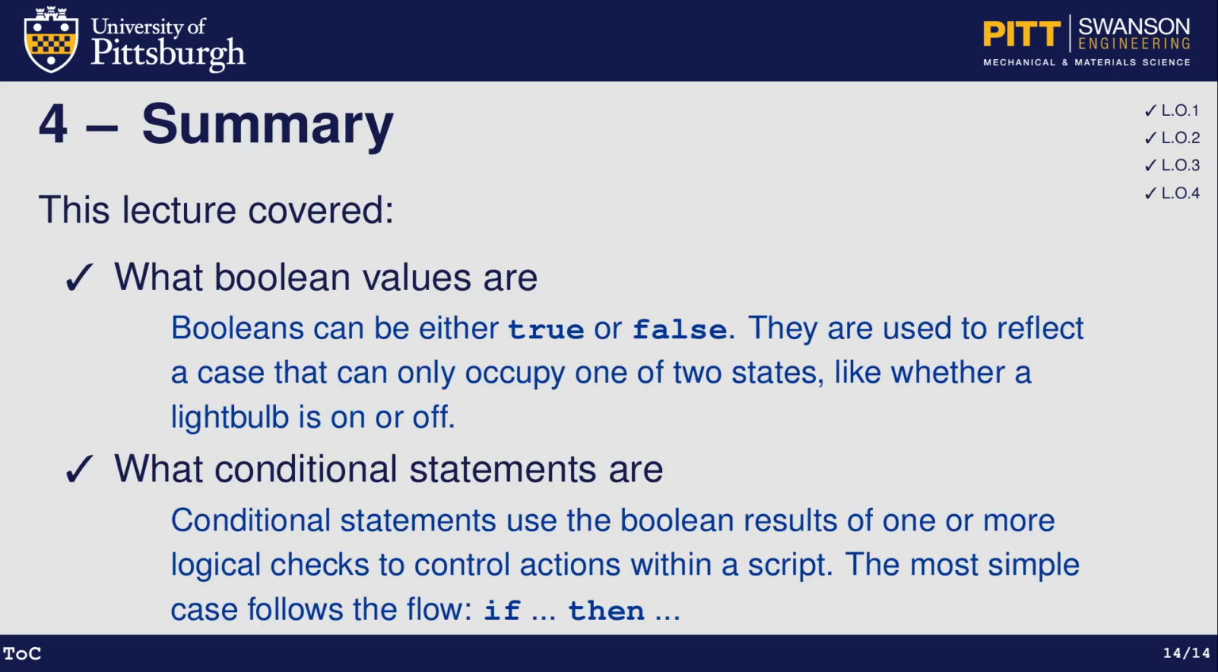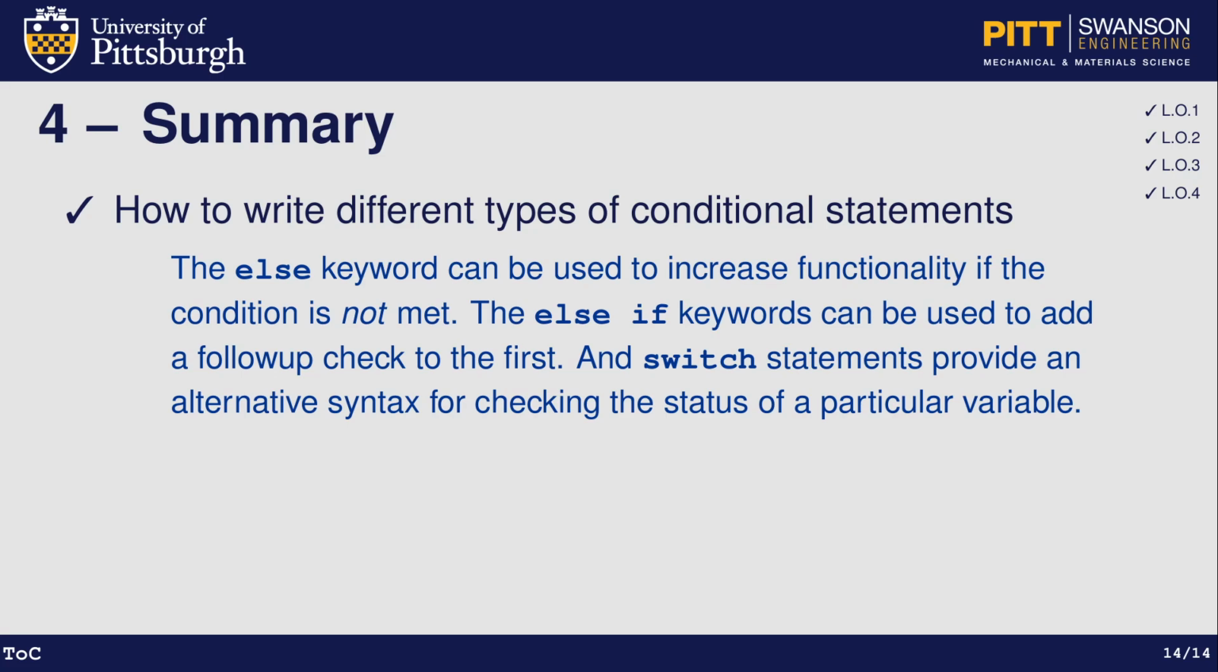Now, to summarize, this lecture covered what Boolean values are, which is values that can take either true or false. They're used to reflect a case that can only be in one of two states, like whether a light bulb is on or off. Conditional statements extend the functionality of Boolean values to control the flow of a script. The most simple case of that is if-then. But then there are different types of conditional statements where you can, for example, use the else keyword to add functionality when the condition is not met.